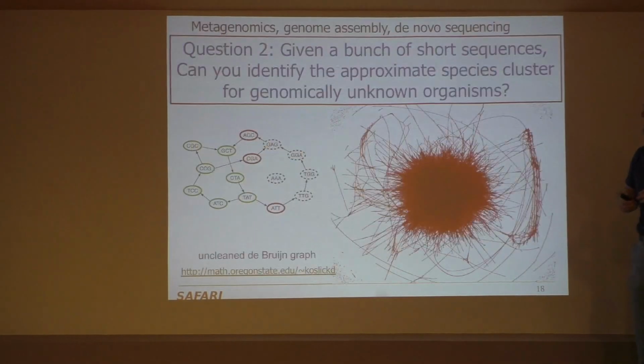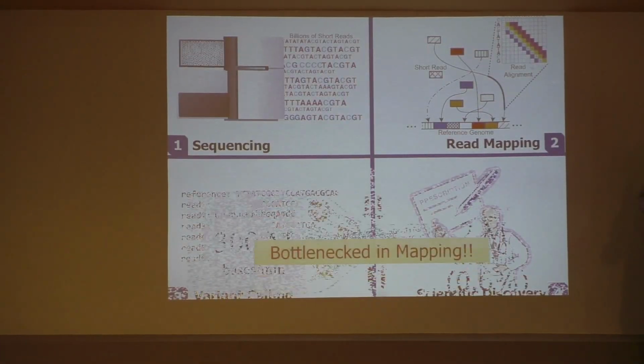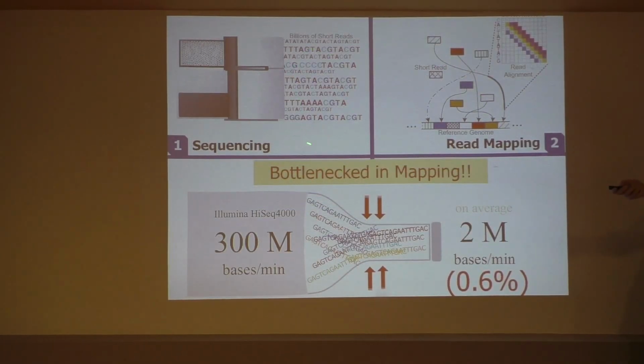So anyway, there are many other questions. This is another example. Given a bunch of short sequences, can you identify the approximate species cluster for unknown organisms? You can do a lot of scientific discovery. And in the end, basically, we're bottlenecked by this read mapping step. We know how to do this well. We don't know how to process this really well.